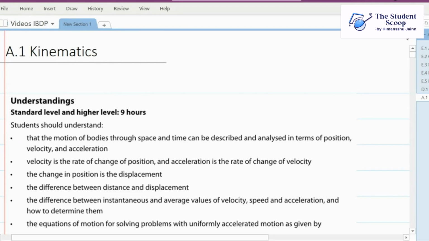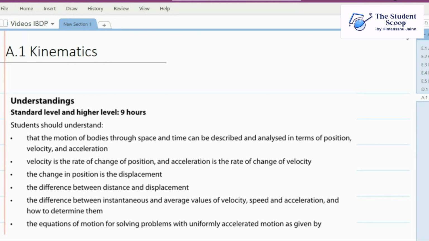Hello everyone, we are going to start with A1 kinematics in this particular video, and in this short video we are going to cover some basics of kinematics and an introduction to SUVAT equations, how to use them in different contexts. In subsequent videos we will discover some more details about this chapter.